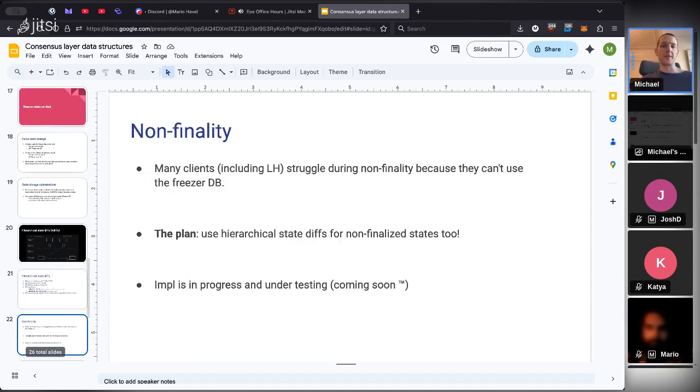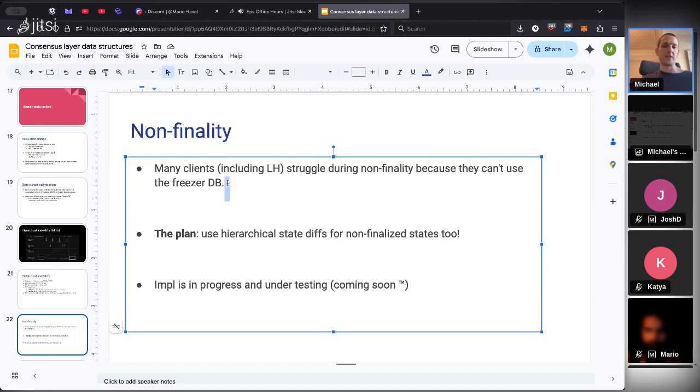So what we're doing for this is very similar to the hierarchical state diff algorithm. The thing that's different is for historic states, it's all very simple because there's only ever one state at a given slot. So all the indexing and all the math that we do is just related to the slot for the historic states. So that's quite simple and easy to understand.